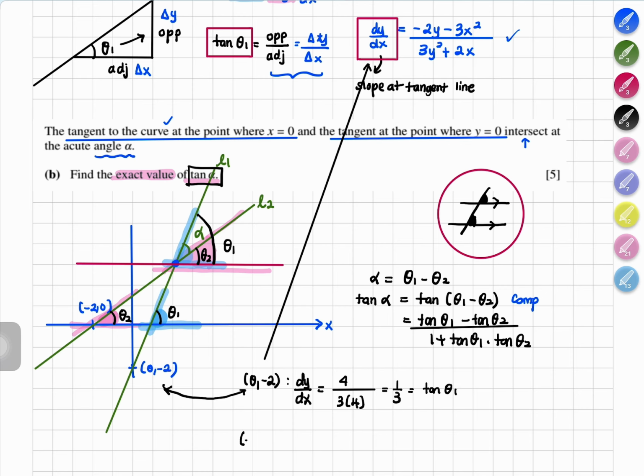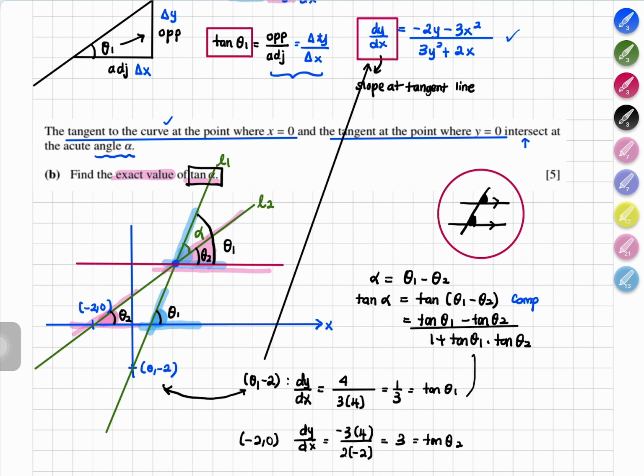Now similarly, if you do for negative 2, 0, you're going to get your dy dx as, your x is negative 2 now. So that is negative 3, multiply with 4. And the bottom part is 2 times x, which is negative 2. So it's a 3, and this is tangent theta 2.